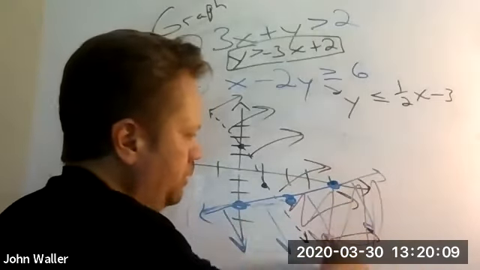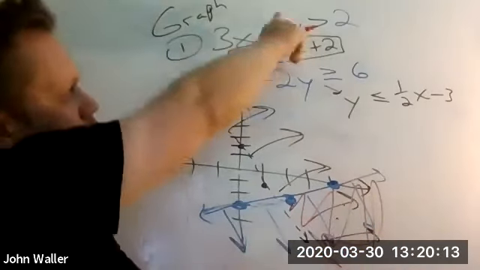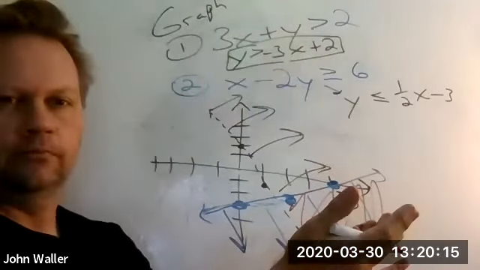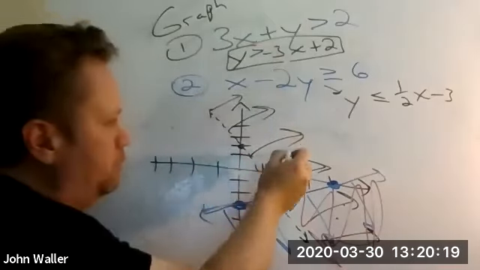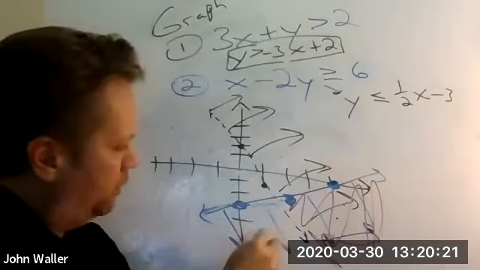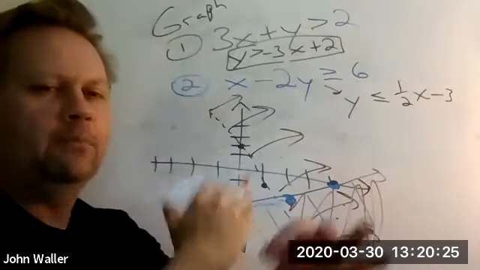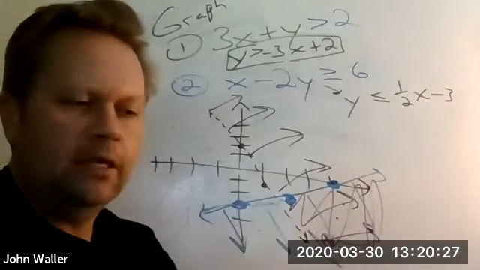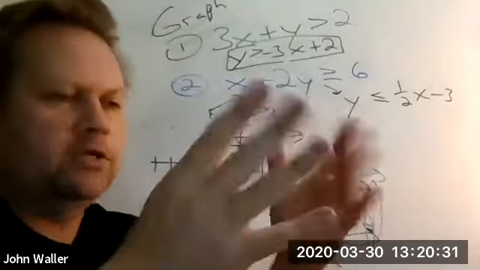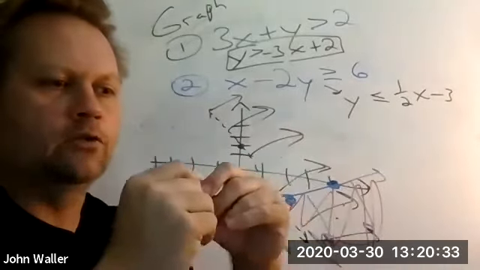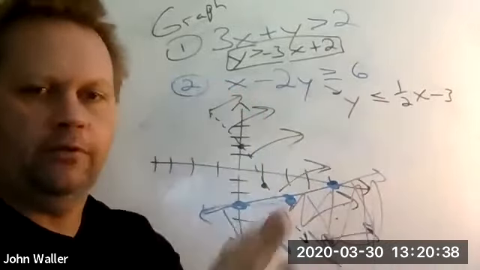I really, really want you guys to understand. Every point in this region works in both. Like, what's wrong with that region? That point doesn't work in either one. This point only works in one of them. This point only works in one of them. This is the answer because that's where they work in both. So again, the answer to any system of whatever, equations, inequalities, is where the points are true for both.